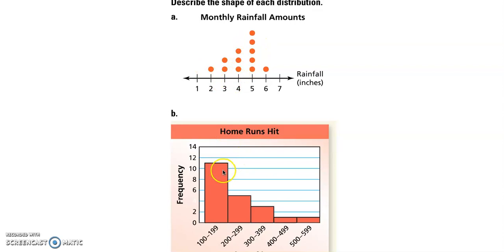Down in example B, we have, oh, look at that. We have a scale going down to the right. So what would we call that? You guys are awesome. You're picking this up fast. That is skewed to the right. Good job.